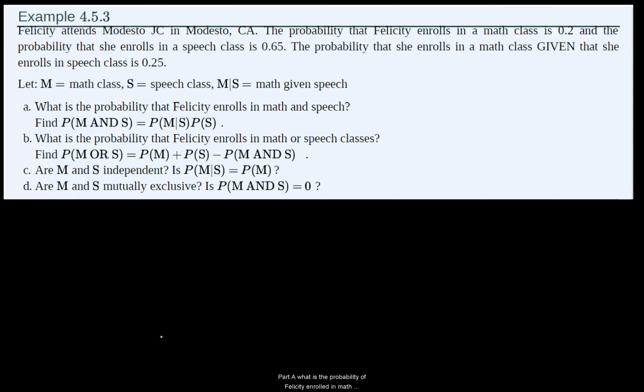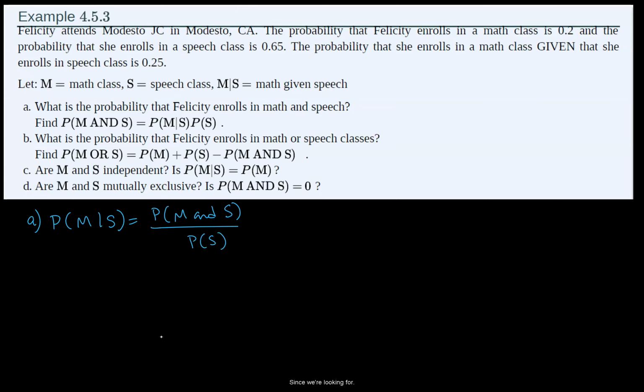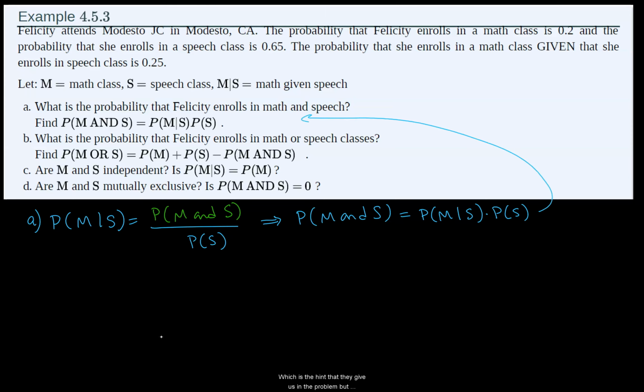Part A, what is the probability Felicity enrolls in math and speech? Well, we have a formula. Probability of math given speech is equal to the probability of math and speech divided by the probability of speech. Since we're looking for probability of math and speech, let's do a little bit of algebra and rearrange this formula. We're going to multiply both sides by probability of speech so that we end up with probability of math given speech times the probability of speech, which is the hint that they give us in the problem, but that is where they're getting the hint from. They're using our given probability formula rearranged so that we can calculate it a little easier.